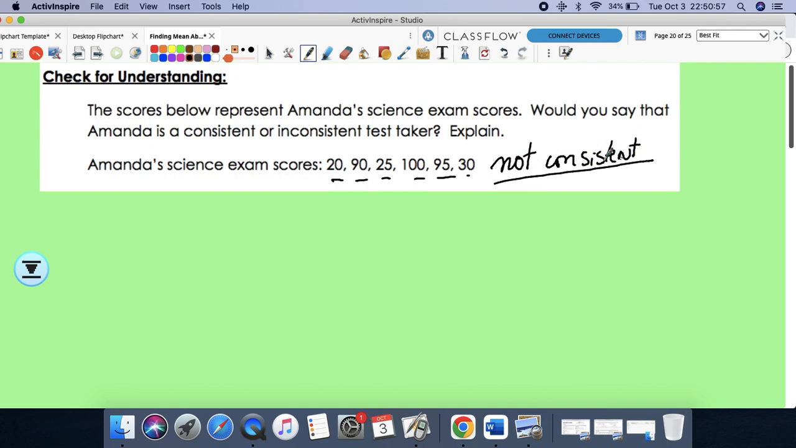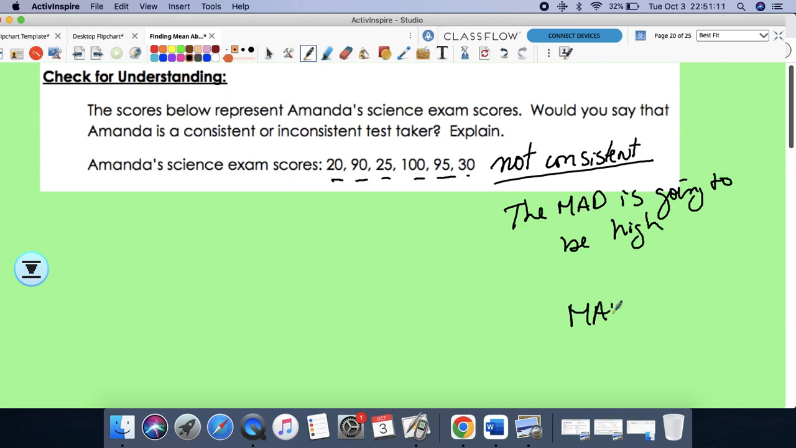And if she's not consistent, the MAD is going to be high, a bigger number. If you make a little number line, let's say 20, 30, 40, 50, 60, 70, 80, 90, 100. So we have a 20, we have a 90, we have a 25, we have a 100, and we have a 30.